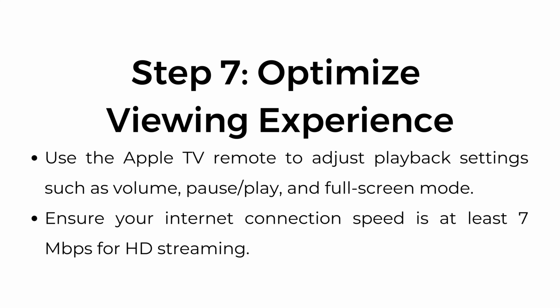Step number 7, optimize viewing experience. Use the Apple TV remote to adjust playback settings such as volume, pause and play, and full screen mode. Ensure your internet connection speed is at least 7 megabytes per second for HD streaming.